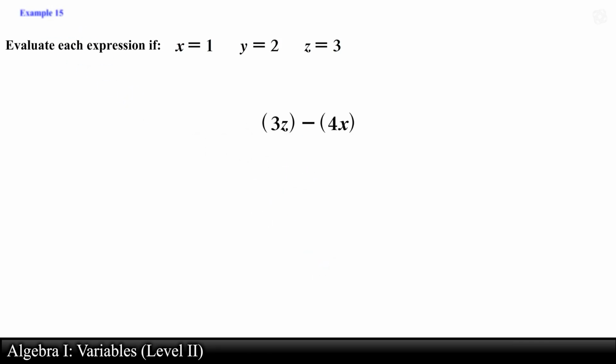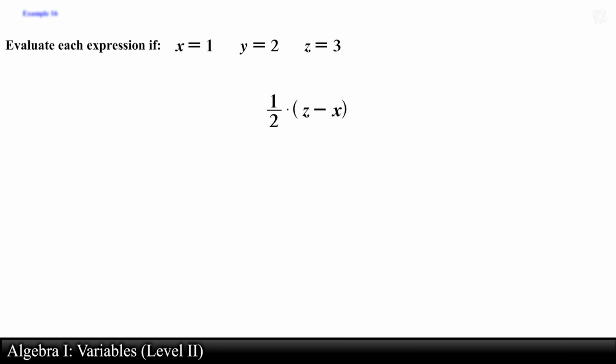Let's try the next expression. The quantity 3 times z minus the quantity 4 times x. So here we have 2 parentheses. We need to work on each one before we subtract them. So first of all, we need to substitute z with 3, again using parentheses, and substitute x with 1. The left-hand side simplifies to 9, and the right-hand side simplifies to 4. Subtracting these 2 values, we have that the final answer is equal to 5.